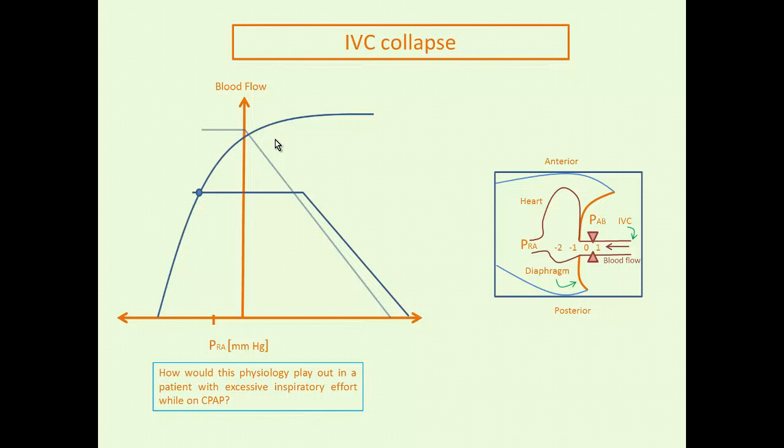And IVC collapse has been used as an assessment of volume responsiveness in patients in the ICU, 40% of whom were assumed to have hypovolemic shock. I think most of them were trauma. And the use of IVC collapse as a determinant of volume responsiveness in these patients really did not play out. It was not very accurate at all. And using IVC collapse during spontaneous inspiration can lead you astray very quickly.